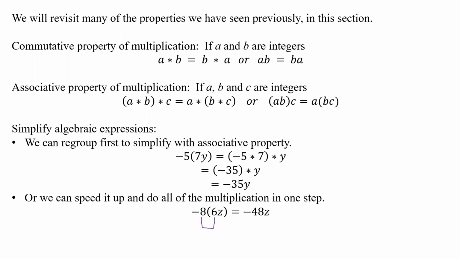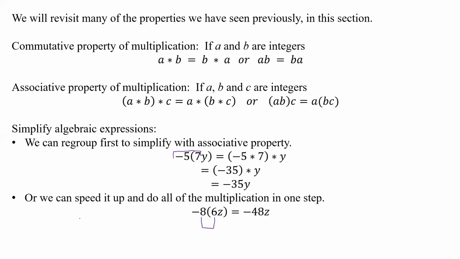Now, in simplifying algebraic expressions, we can do two ways. We can first regroup to simplify with the associative property. So in this case, we have a -5 times a 7y. And we regroup by looking at just the numbers. It's -5 times 7, and so we put those together and then times y. Well, -5 times 7 is -35. Then we have times y, and so that gives us a -35y.